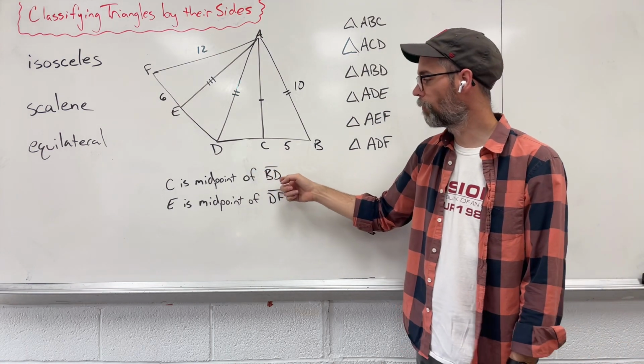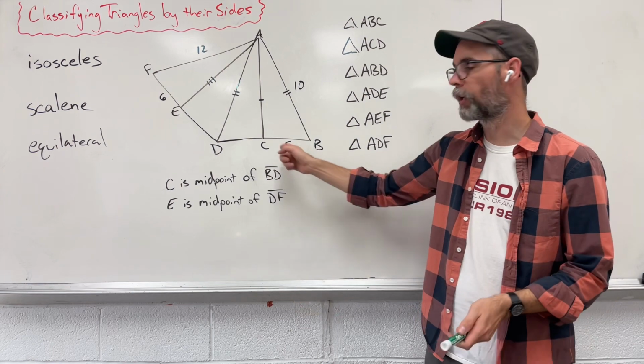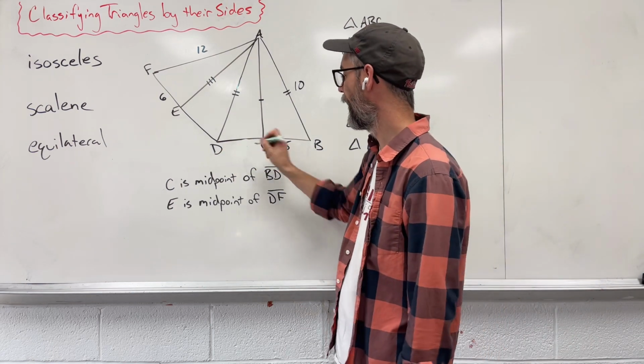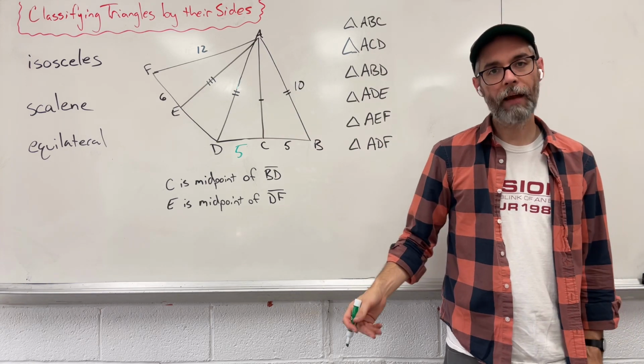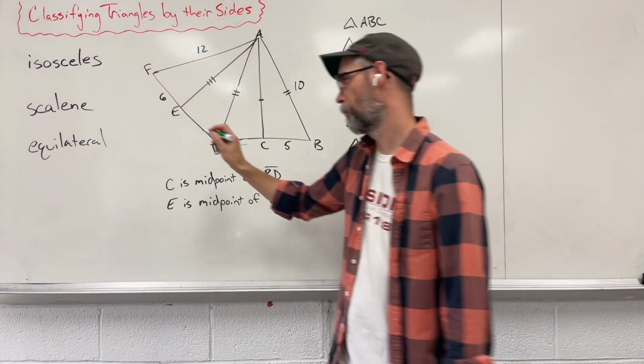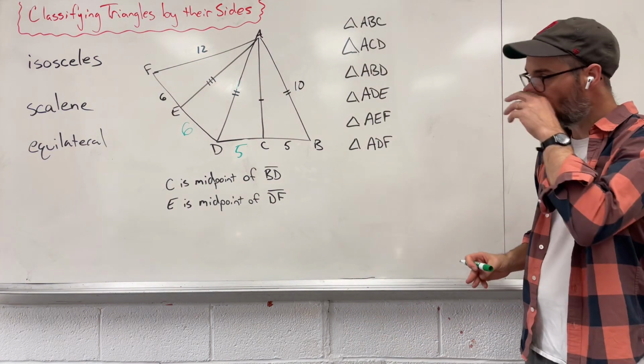So C is the midpoint of BD. When you have a midpoint, it cuts something up into two equal parts. So if one side's 5, the other side also has to be 5. And then on the other side, E is the midpoint of DF. So if one side's 6, the other side's got to be 6. Now, that's not all the information that we know. We know a little more.